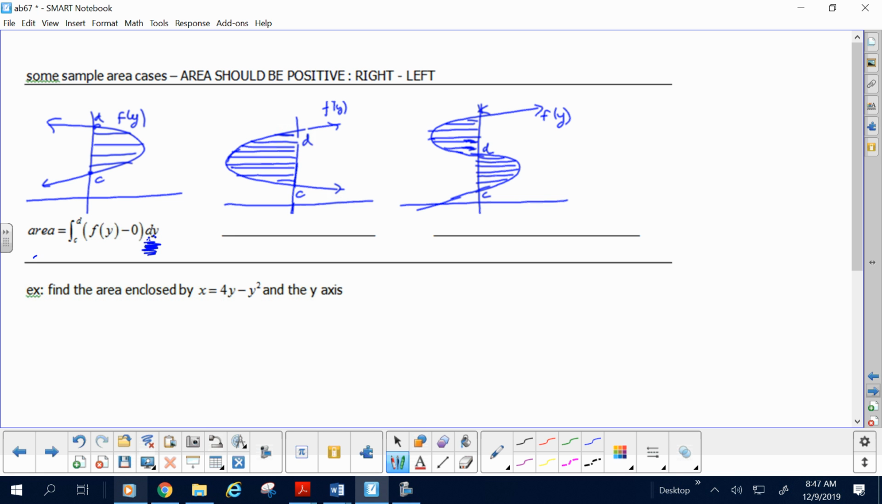Anytime you're integrating with respect to y, these should be y values, not x values. And this here is f of y minus 0. Now, based on that picture, wouldn't you agree that for every one of these little rectangles, the right side is the curve and the left side is the axis? So if I use right minus left, that means the curve, f of y, minus 0. I understand that minus 0 doesn't do anything, but I still want you to show it. It's a good habit that we definitely need: right minus left. Even if one of them is zero, show it.